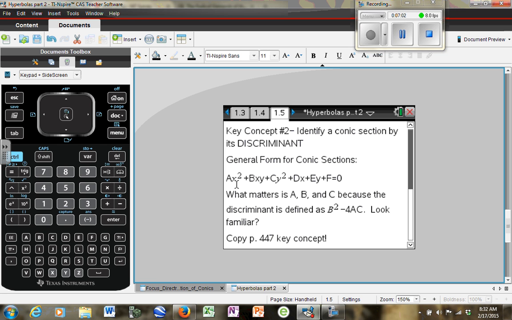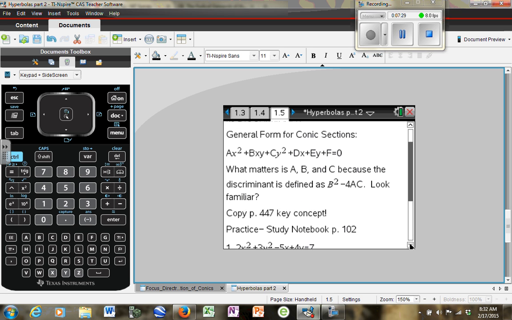What really matters for us is what A, B, and C happen to be. That is the coefficient that goes with x squared, the coefficient that goes with xy, and the coefficient that goes with y squared. That's all we need. The discriminant is defined as b squared minus 4ac. You've probably seen that before because when we deal with parabolas and quadratic equations, that's part of how we solve with the quadratic formula. We had the square root of b squared minus 4ac. So you need to go ahead and copy down the key concept on page 447. Hit pause. I'll wait for you, I promise.